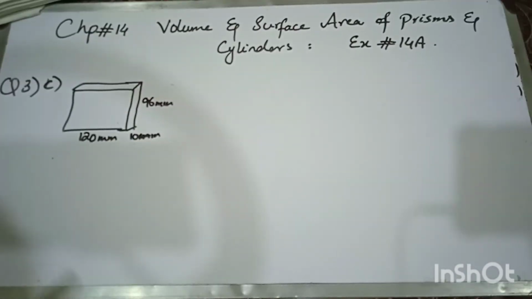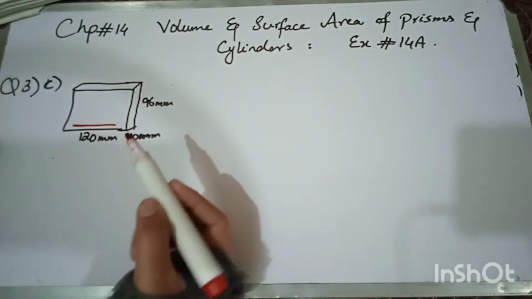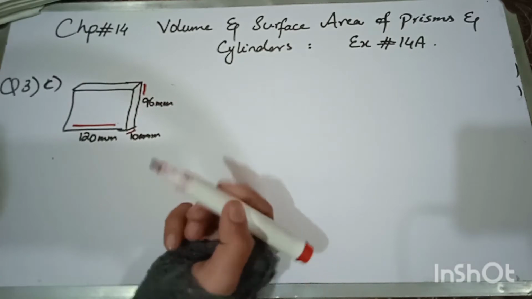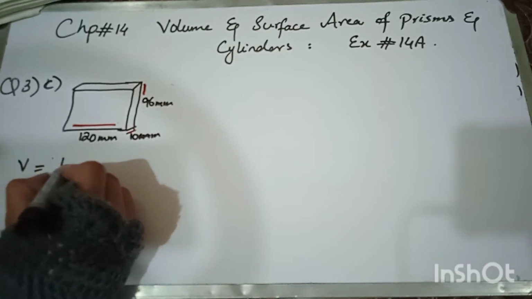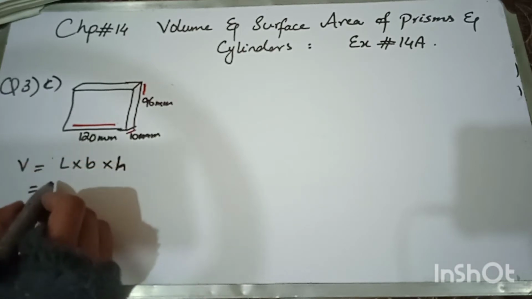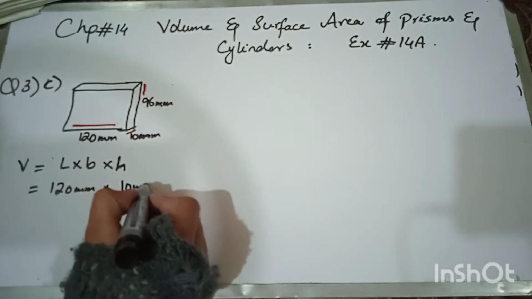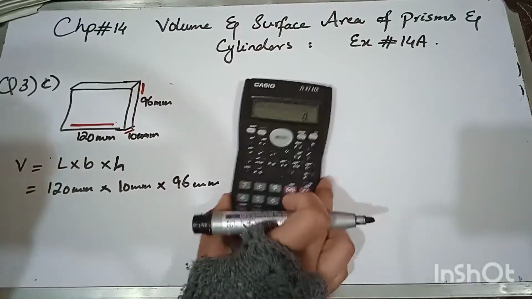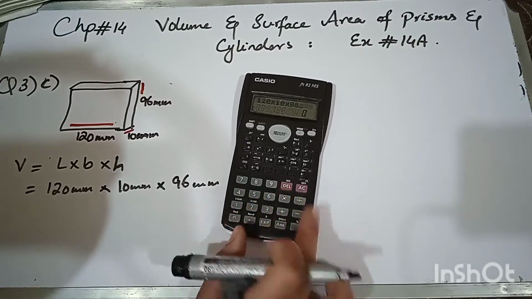Okay, in figure C, again we have a cuboid shape in which the length is 120 millimeter, the width is 10 millimeter, and the height is 96 millimeter. So again we have to write the formula for the volume. In the volume we have to multiply length by breadth by height. So here we have to put in the values: length 120 millimeter, breadth 10 millimeter, and height 96 millimeter. So now we have to multiply three terms, 120 multiplied by 10 multiplied by 96.